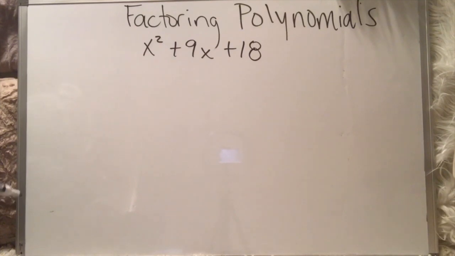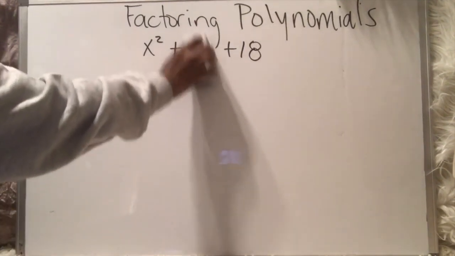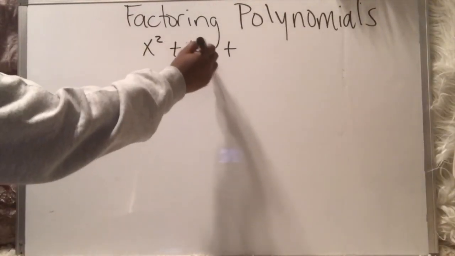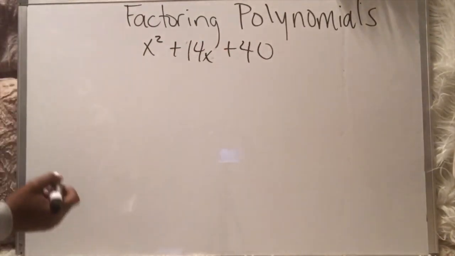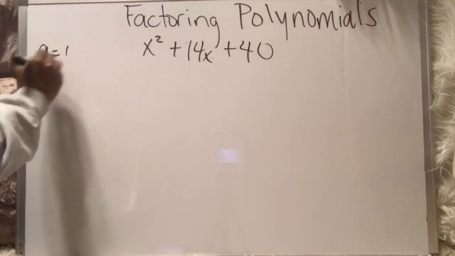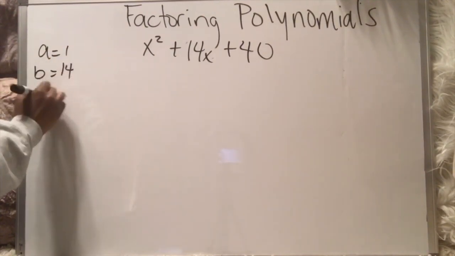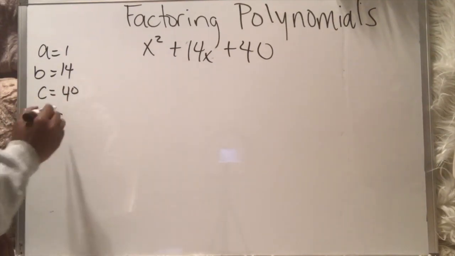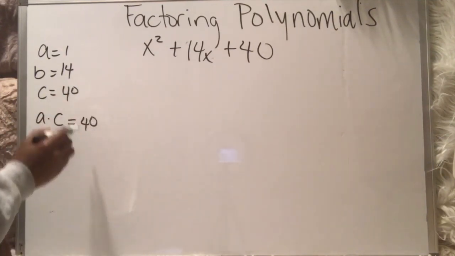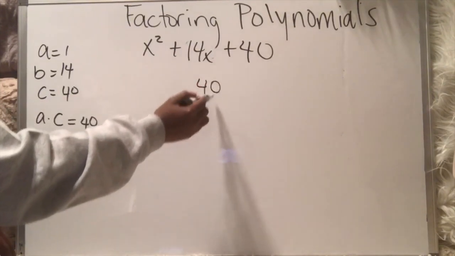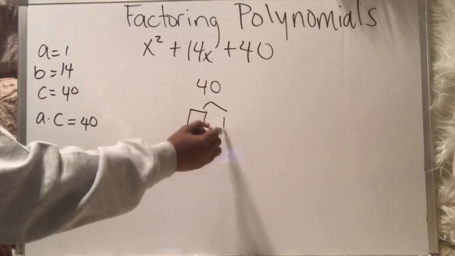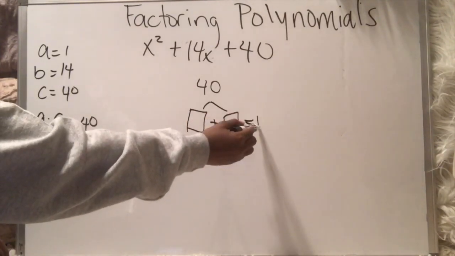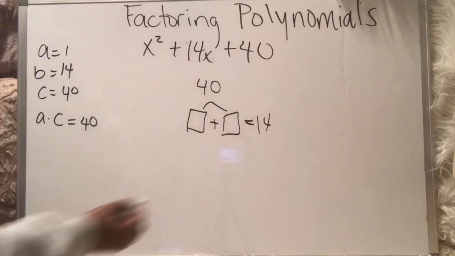X squared plus 14x plus 40. So my A is 1, my B is 14, and my C is 40. A times C is 40. So I'm going to put 40. I'm going to break it up, and I'm going to put 14.